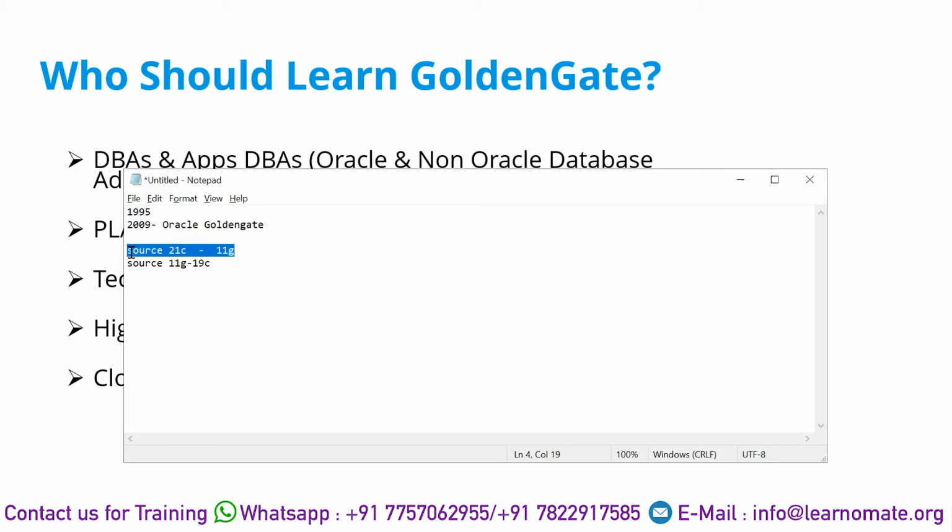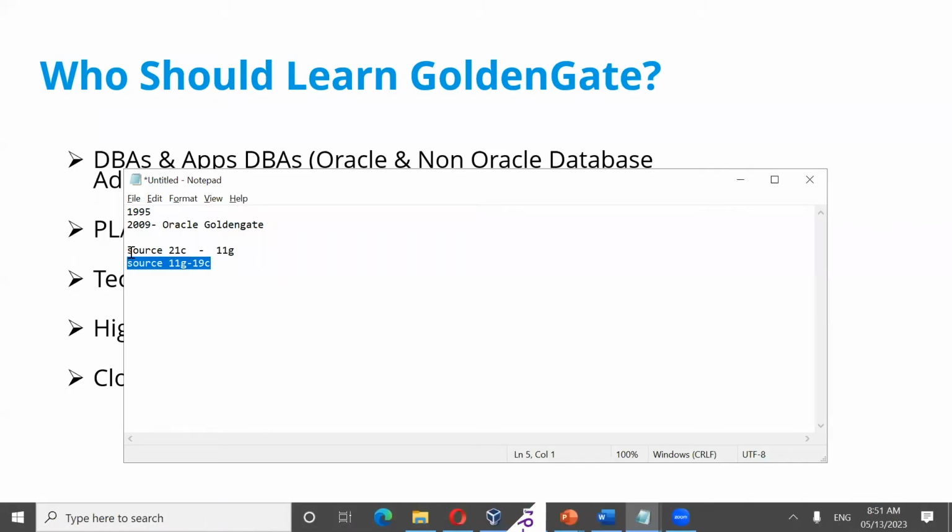Can GoldenGate replicate the data? Yes, it can. Your source database version is 11G and target database version is 19C. Will there be any issue in GoldenGate replication? As long as the product support is there, the GoldenGate support we are talking about, yes, that will be supported without any issues. So GoldenGate supports forward compatibility as well as backward compatibility. Backward means the lower version is also supported on the target database.